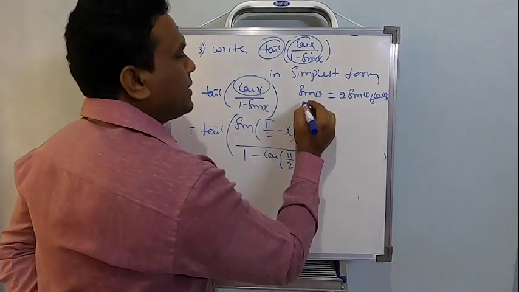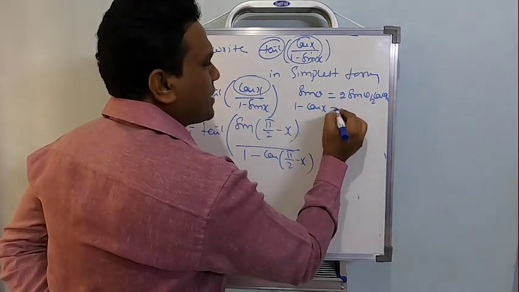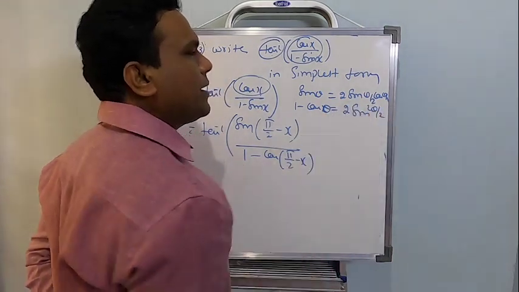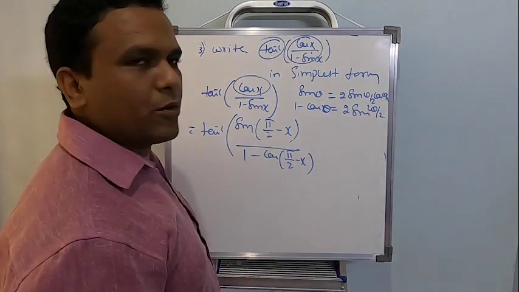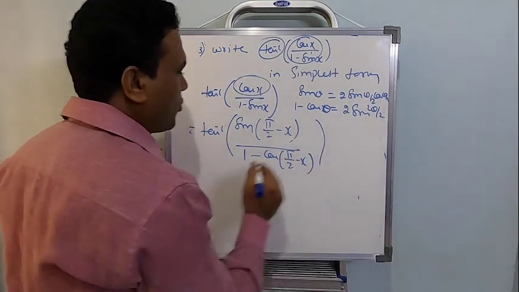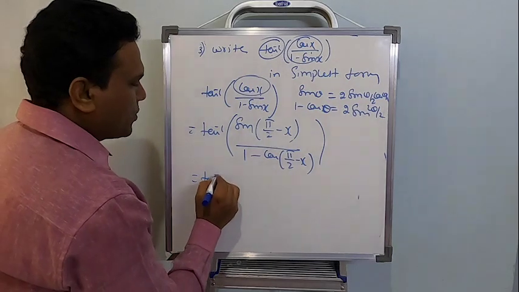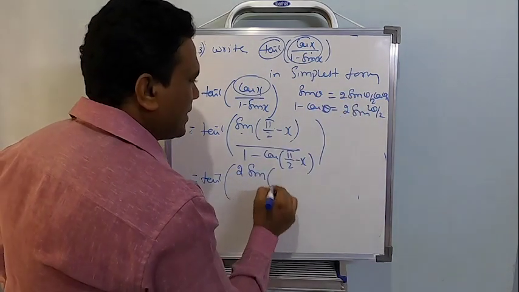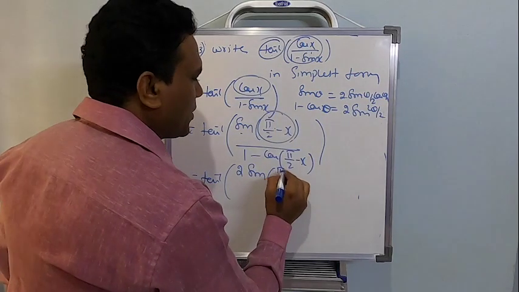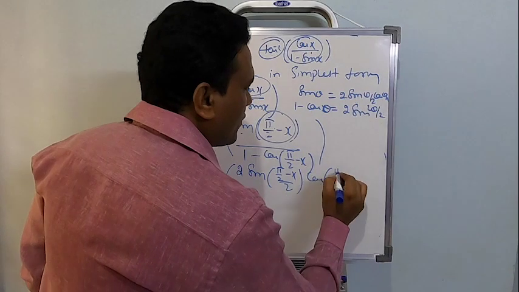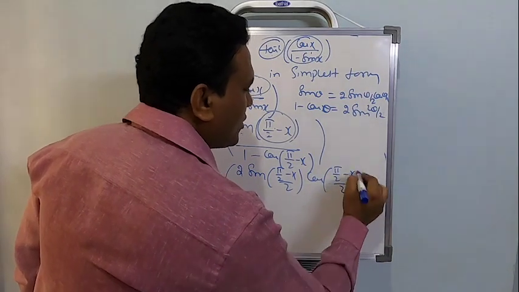Now in the denominator we have 1 minus cos x. There is a direct formula: 1 minus cos theta is given by 2 sin square theta by 2. This is what should be used. Clear? Right. Now these two formulas will be applied to the numerator and denominator. So tan inverse of sin theta, using 2 sin theta by 2 cos theta by 2, this is theta for me, so 2 sin of pi by 2 minus x by 2 multiplied by cos of pi by 2 minus x by 2.